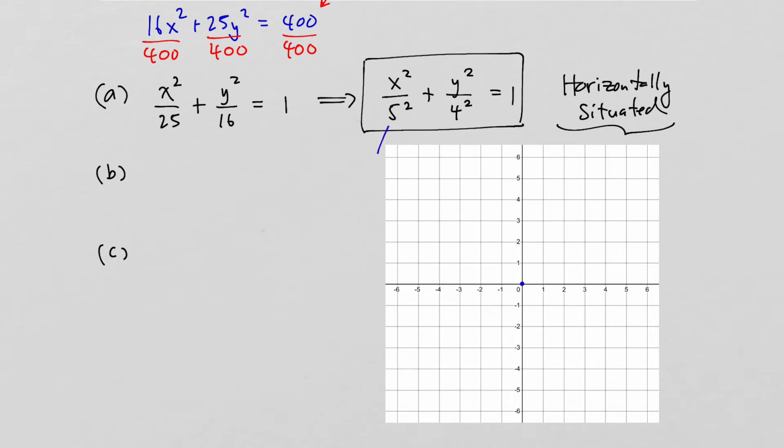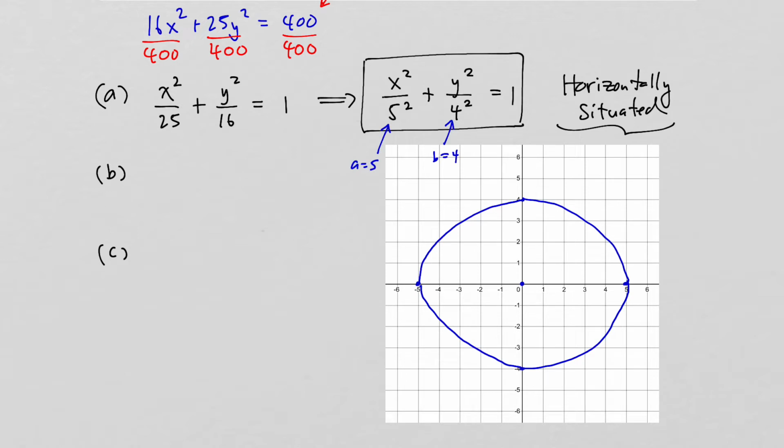and we know that this number here is a, so we have a equals 5, and this number here is b, that's b equals 4. So that means from the center, we're going to go 5 units to the right and 5 units to the left, and then 4 units up and 4 units down. And our ellipse is just basically an oval-shaped graph through these 4 points. So you just do your best to kind of sketch the ellipse here.